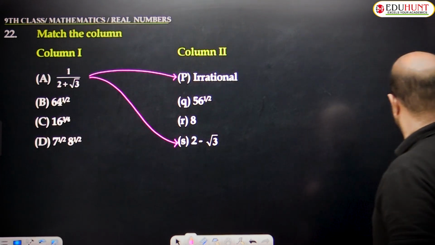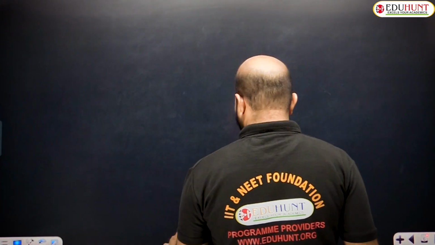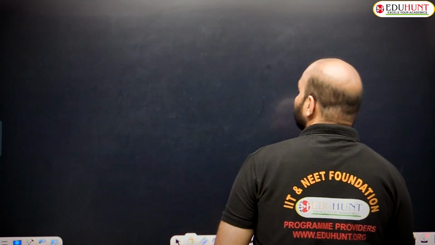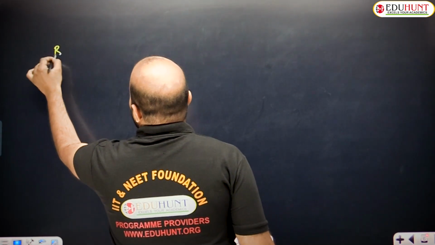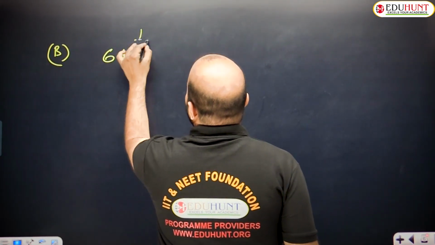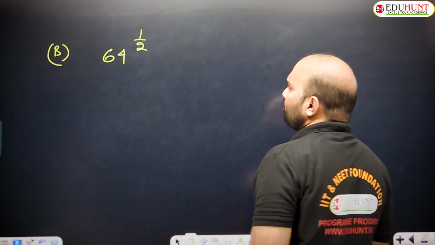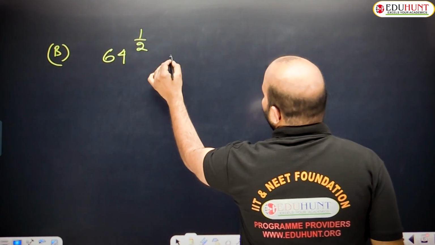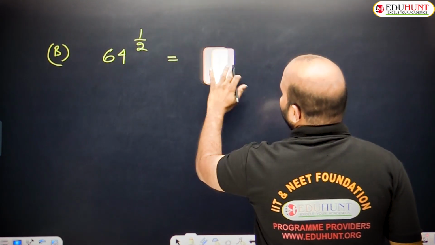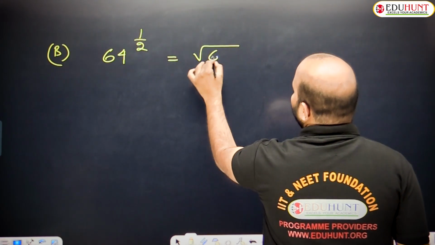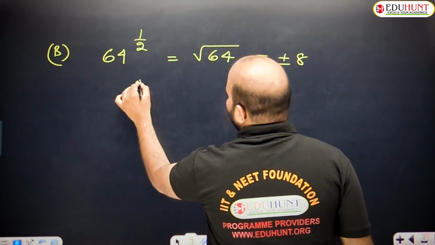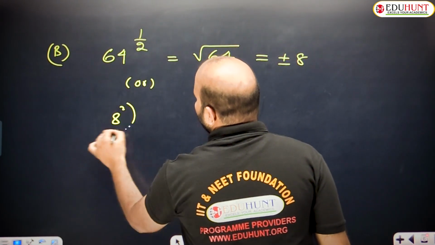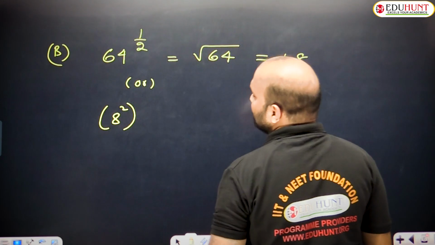So next one, B: 64 whole power 1 by 2 is given. What is the power value I am given? 1 by 2, which is nothing but the square root of 64. So the square root of 64 is plus or minus 8. Or it can be written as 8 square whole power 1 by 2, since 64 is 8 square, to the power 1 by 2.